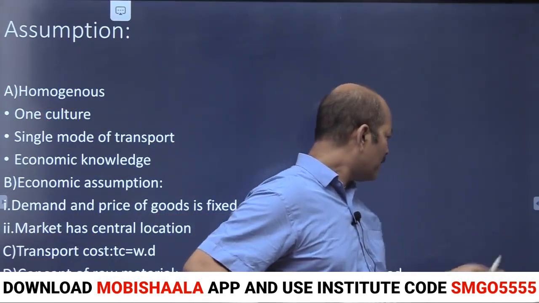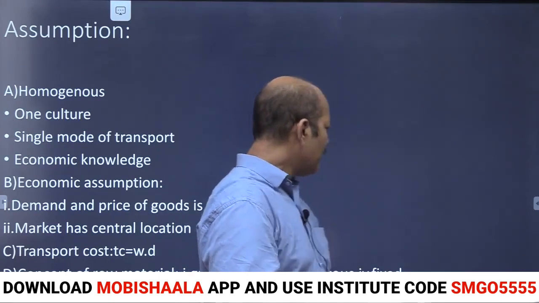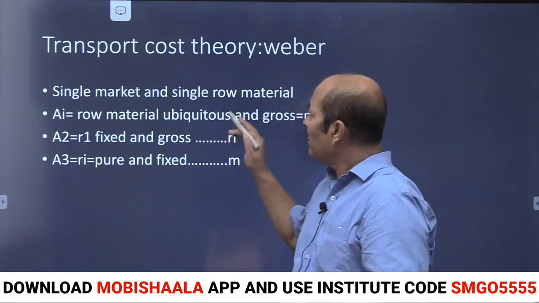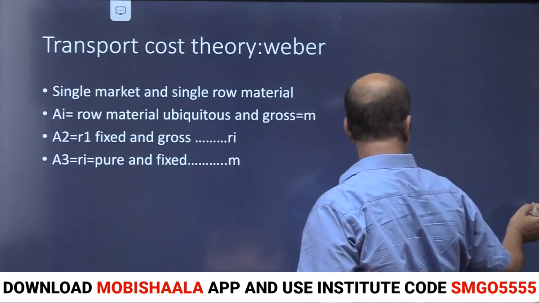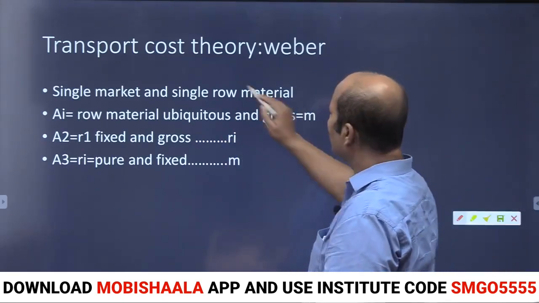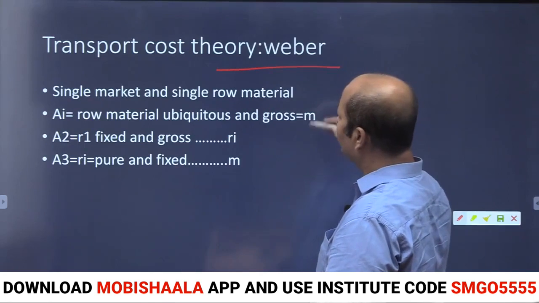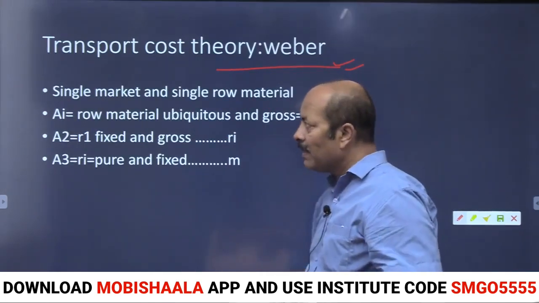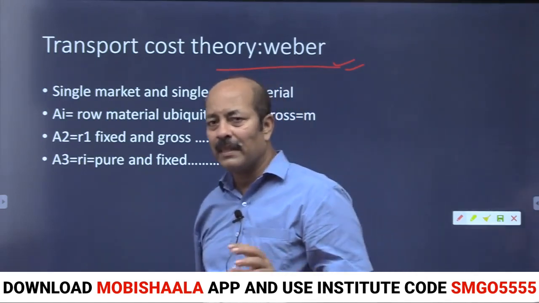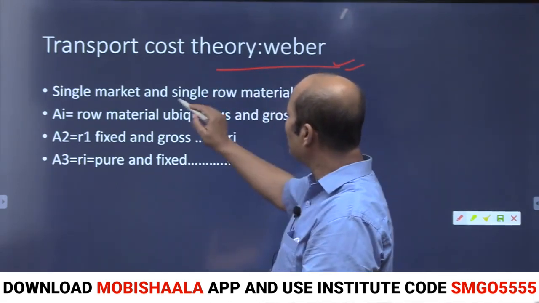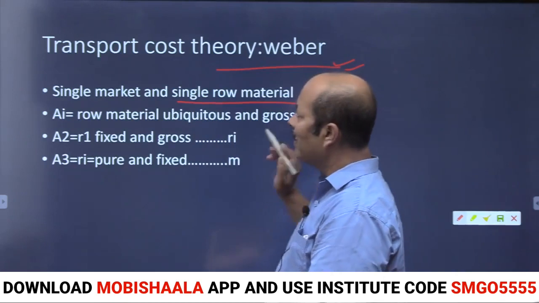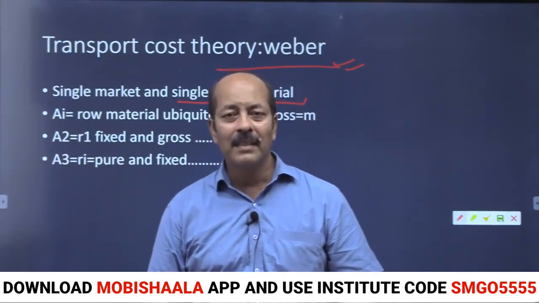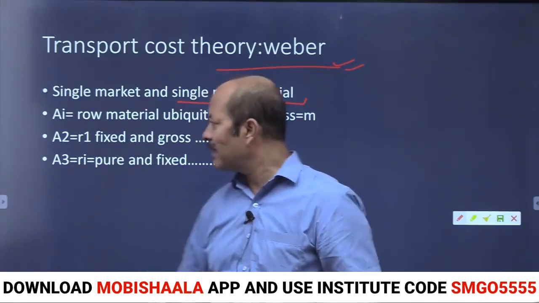Now I want to move to other areas for discussion. Now we would like to discuss transportation. See, in the transportation theory of Weber, he first talked about the raw material. Suppose you have a single raw material and a single market. You write in the concept of raw material: single raw material and single market.